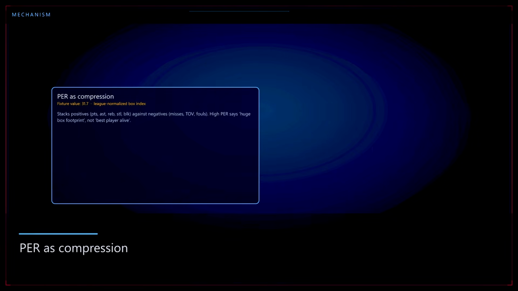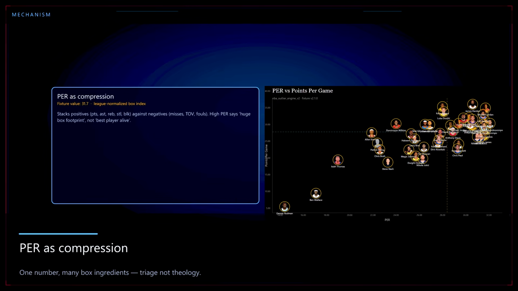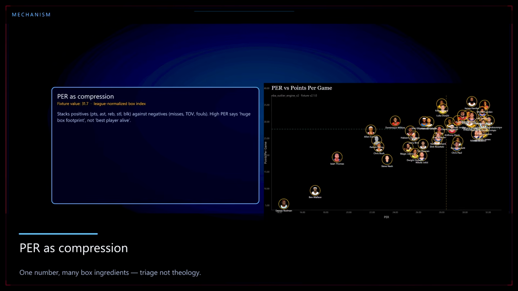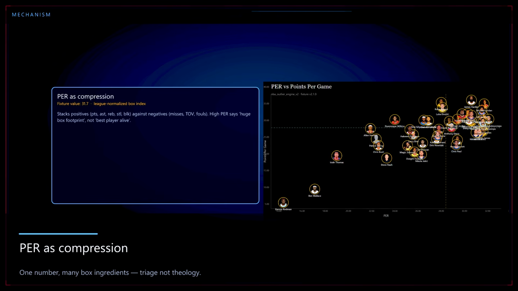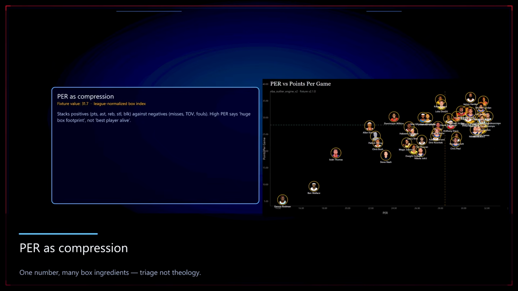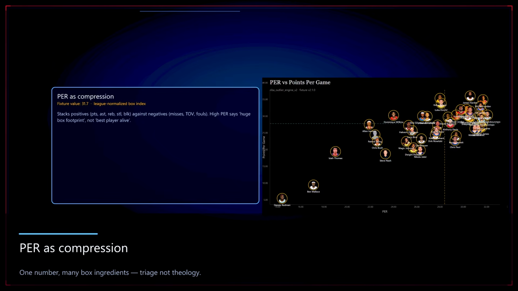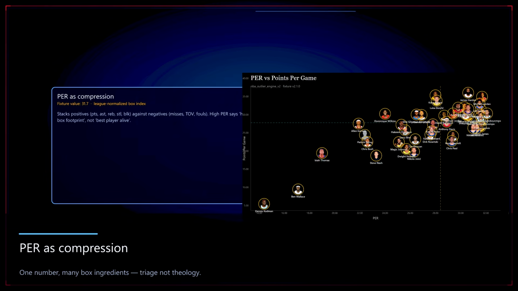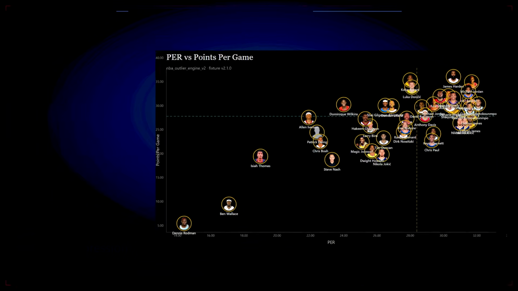So, let's dive into the numbers. Player Efficiency Rating, or PER, is essentially a compression algorithm. It tries to fold assists, rebounds, steals, blocks, scoring, and mistakes all into one single scale. It is excellent for a quick triage, but it is terrible for basketball theology. Tonight we are going to treat PER like a smoke alarm. It's loud, it's imperfect, but it is absolutely worth listening to before you sleep through a franchise-defining season.